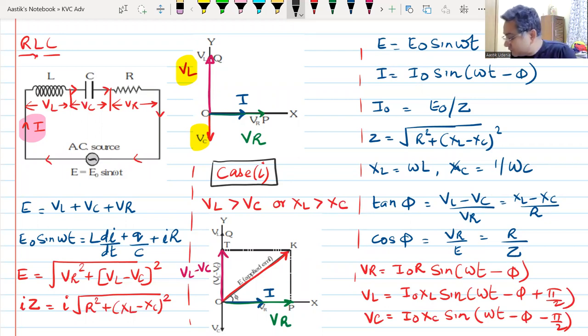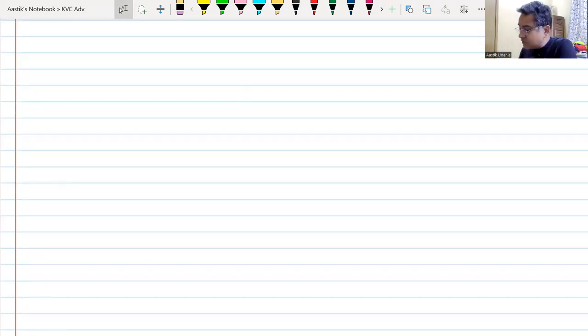Now, this was the case where VL was greater than VC. Now, I asked you to do the case where VC is greater than VL. Have you done that case also? So, how are we supposed to do that case? Case number 2.